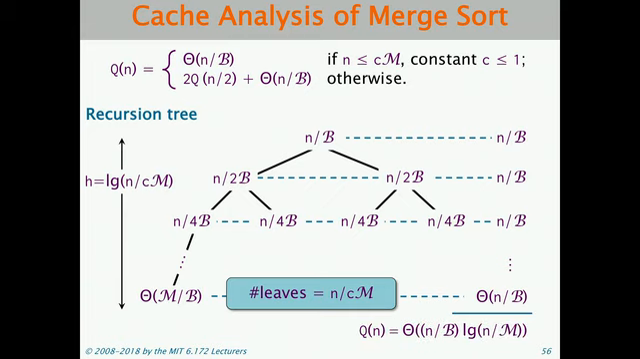So overall, I multiply theta of n over b by the number of levels I have. The number of levels I have is log base 2 of n over cm, and I just got rid of the constant here since it doesn't affect the asymptotic bound. So the number of cache misses I have is theta of n over b times log base 2, or any base for the log, of n over m. So any questions on this analysis?